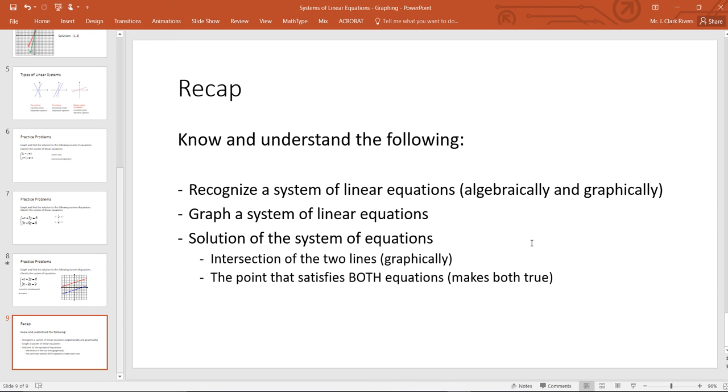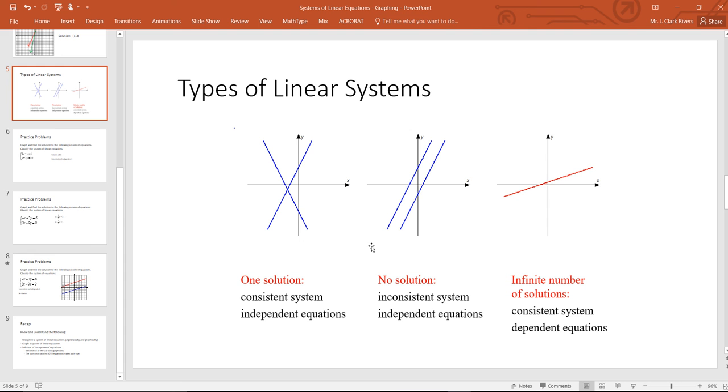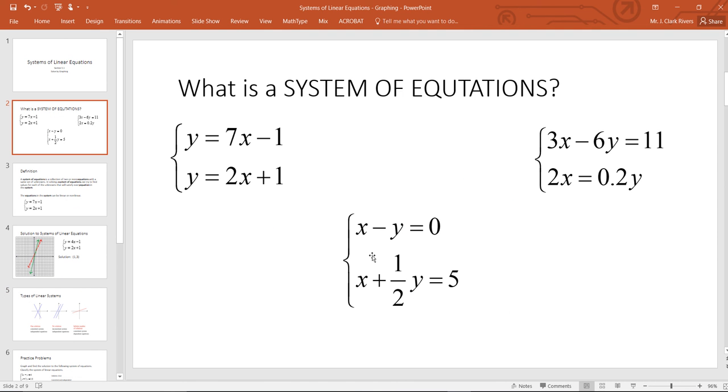So just to recap this video, here's what you should know and understand. You should recognize a system of linear equations both algebraically and graphically. So graphically, it's going to look like one of these three scenarios, either two lines which intersect once and only once, there's one solution here, two lines that do not intersect at all, they are parallel, or two lines that intersect and have an infinite number of solutions. They're on top of one another, so a line on top of a line. That's what they look like graphically. Algebraically, it's going to look something like this. You've got the brace to show you that these are a set of equations that are connected to one another, and then they are two separate equations.